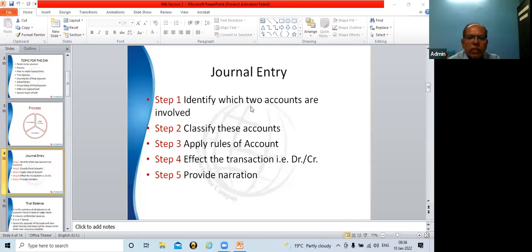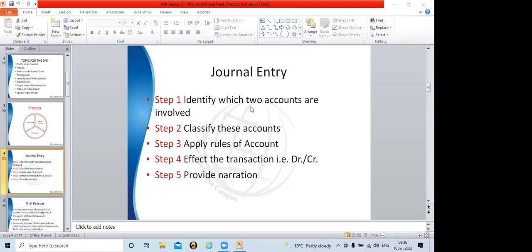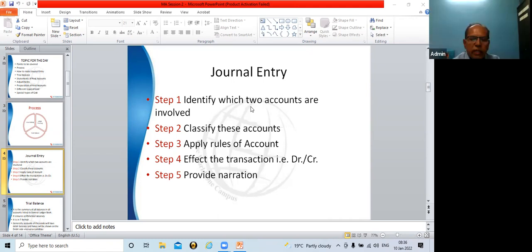And these things are given for what purpose? This is for capital purpose, because it is clearly mentioned in the transaction. Mr. Amit has commenced business, that is nothing but he has started business. So whenever we start business, business requires capital.